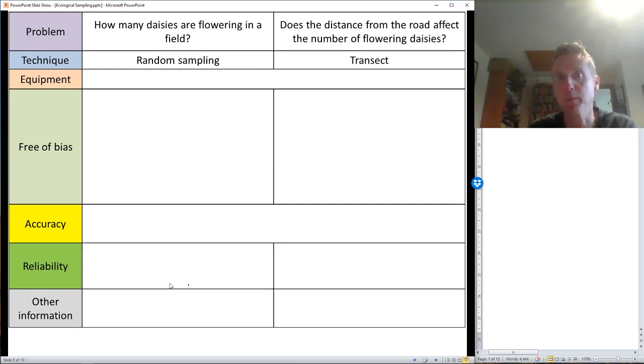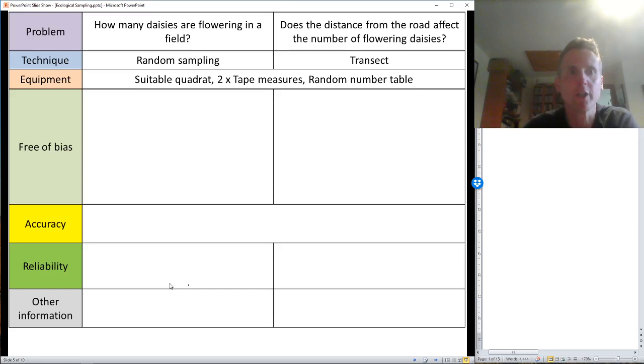In terms of the equipment you need, it's the same equipment for both, hence it's a line that goes across. You're going to need a suitable quadrat, and I'll go through what that is in a minute. You're going to need 2 tape measures, and you're going to need a random number table. Okay, and we'll see why we need them in a bit. In any practical you're asked to plan, always think about these 3 things. How can you be free of bias? How are you going to make it accurate, and how are you going to gain reliability?